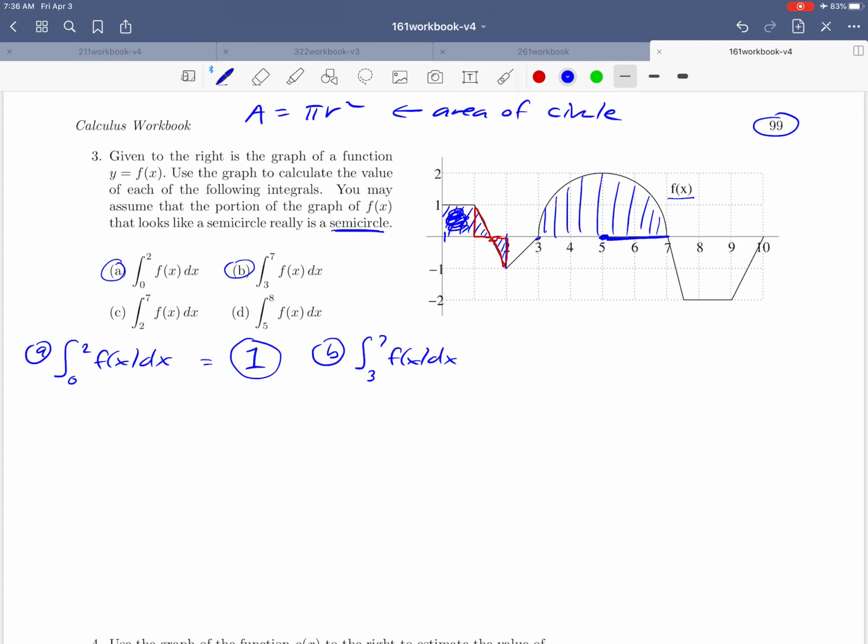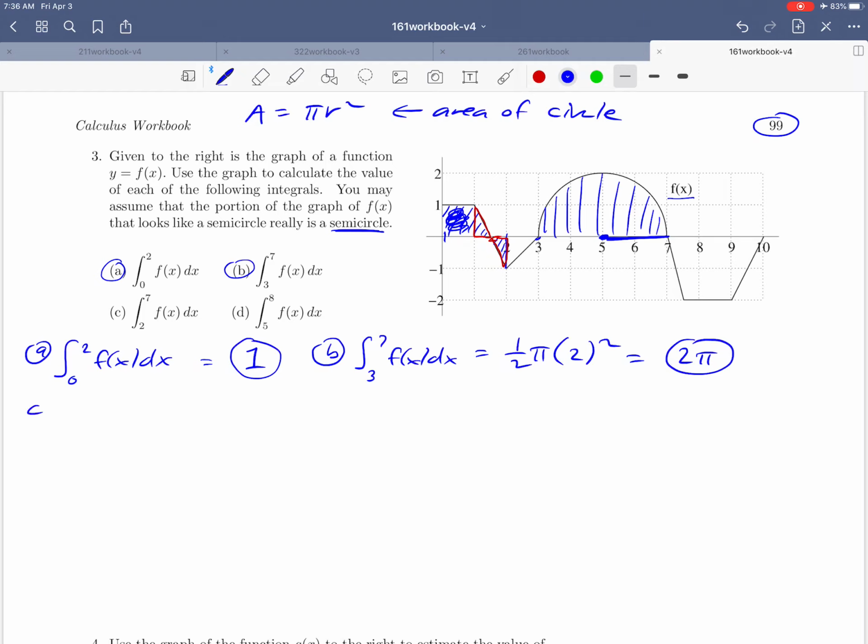So we've got a radius of 2, and again, because it's a half circle, we're going to get 1/2 pi times that radius of 2 squared. Okay, if you do the arithmetic there, that's going to be 1/2 of 4 pi, which is 2 pi. And so that should be our answer. That's the integral from 3 to 7.